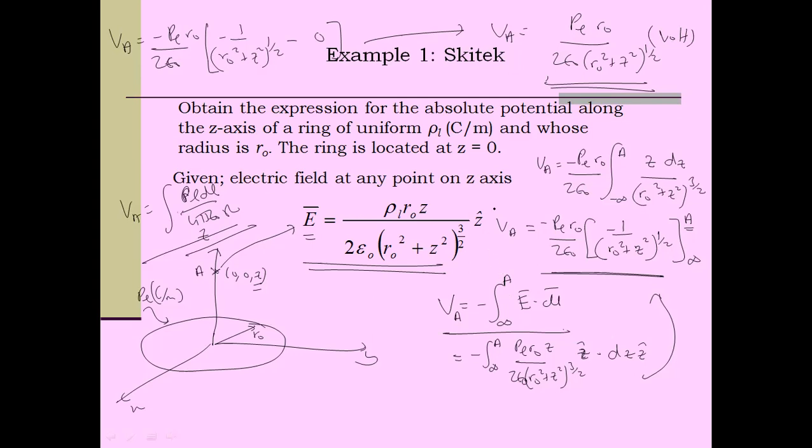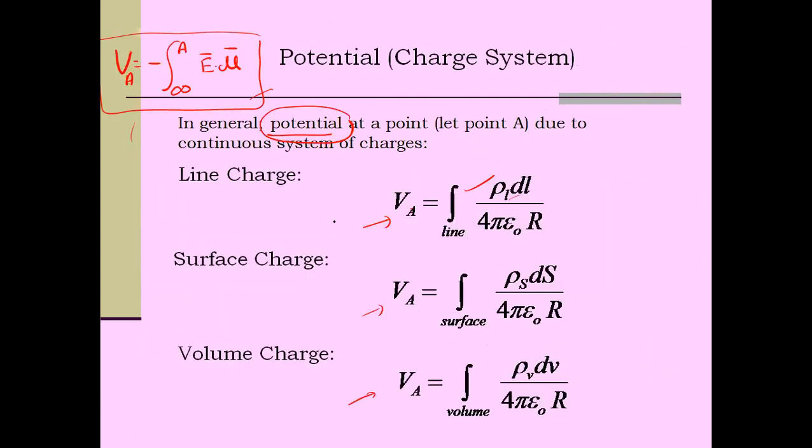So you have two options to calculate potential, as I mentioned before. For the case of continuous charge distribution, you can use the equations that we have defined here, depending on your charge distribution, rho L dl, rho S dS, or rho V dV, or you can also go back to the basic equation, which is the E dot dl integration.